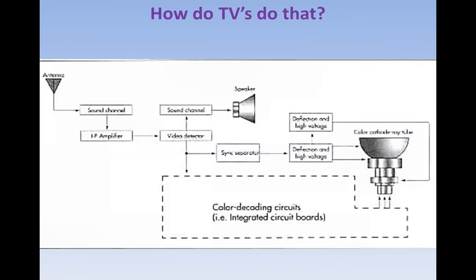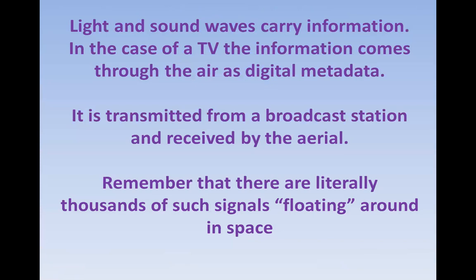And likewise, it consists of color decoding circuits that are in integrated circuit boards. And all this is projected into a projector light globe, which projects that onto a screen on the TV set. Light and sound waves carry information. In the case of a TV, the information comes through the air as digital metadata.